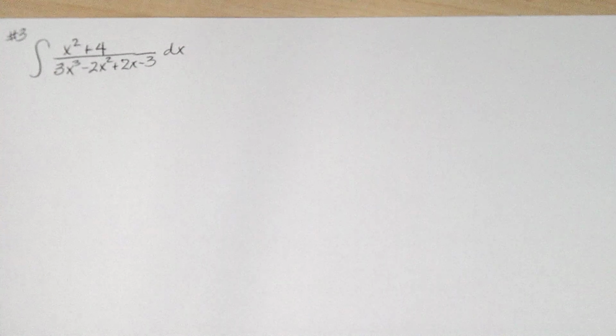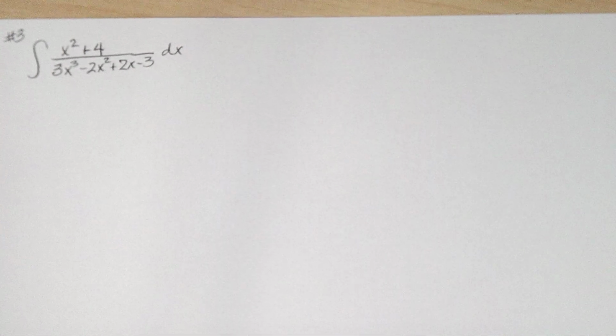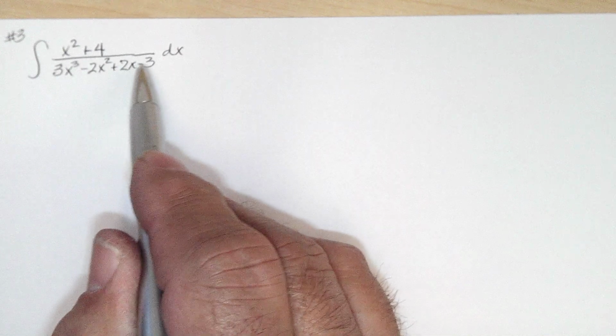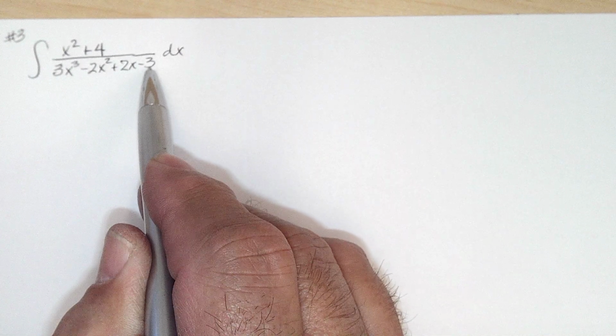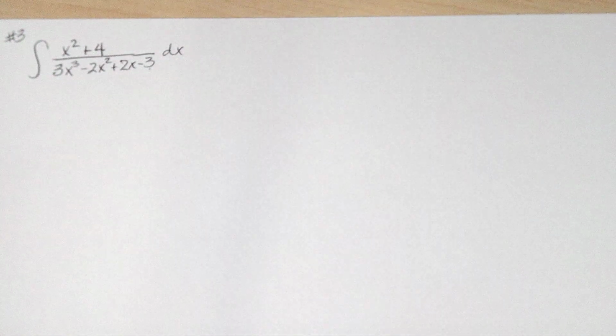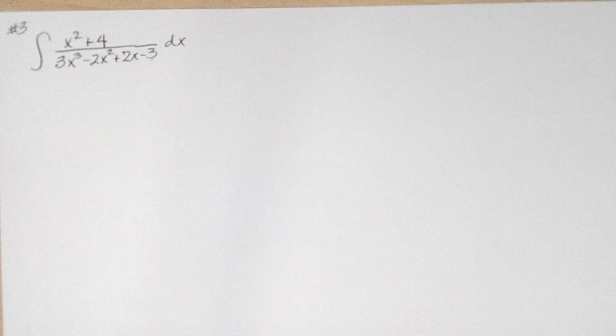All right. Problem 3 on the integration by partial fractions presentation worksheet that I gave you. Number 3 had a 4 here, and I changed it to -3, so it had a better x-intercept. And I'm going to go through this one. The first part of it's okay.